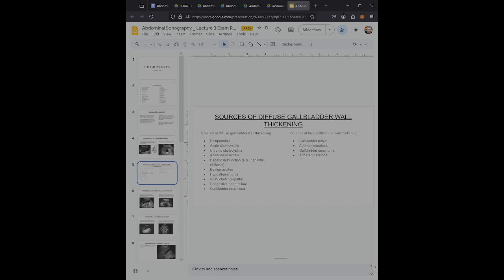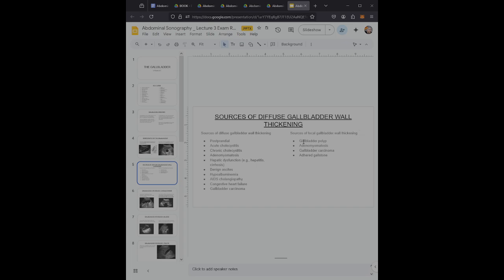So there are certain sources of diffuse gallbladder wall thickening, and it can be after eating, or postprandial. It can be during acute cholecystitis or chronic cholecystitis. We can have adenomyomatosis. We can have hepatitis or some other hepatic dysfunction like cirrhosis. We can have benign ascites, hypoalbuminemia. We can have AIDS, congestive heart failure, gallbladder carcinoma. These usually lead to diffuse gallbladder wall thickening.